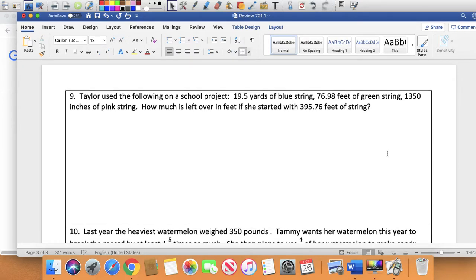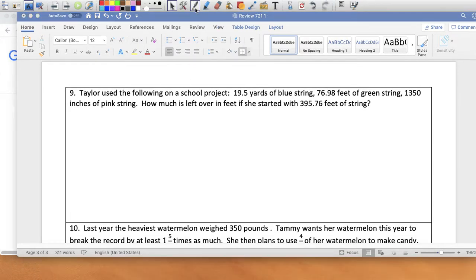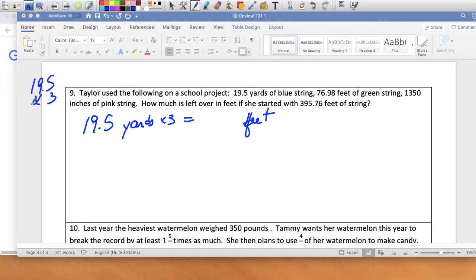This is a string question. So I have 19.5 yards, and this is really just a procedural question. I want to change it to feet. So this is yards, and I multiply this by 3 to give me feet. Let me do it the old-fashioned way. That looks like 58.5 feet.